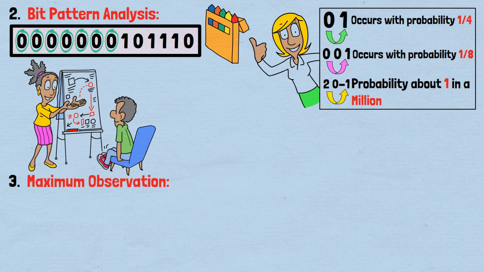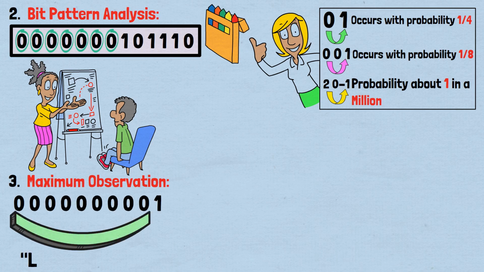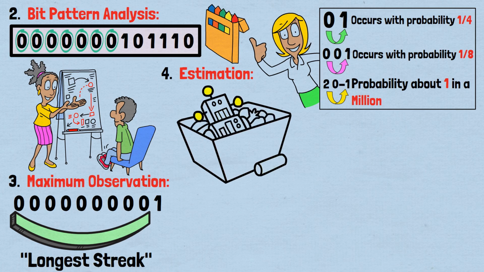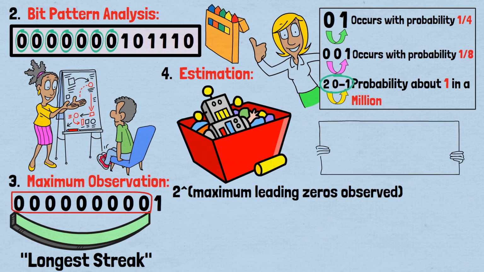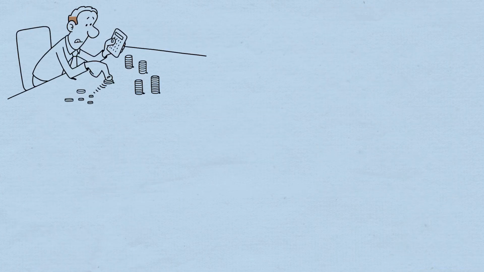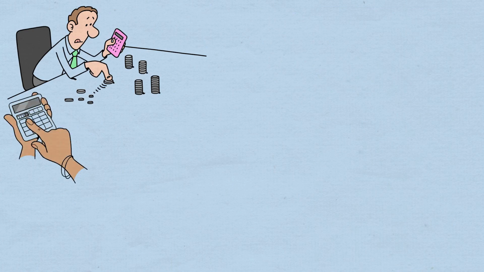3. Maximum observation. We only remember the maximum number of leading zeros we've seen so far. This is our longest streak equivalent. 4. Estimation. The cardinality, number of unique items, is estimated as approximately 2 to the power of the maximum leading zeros observed. If our longest run of leading zeros is 20, we estimate we've seen around 2 to the power of 20, approximately 1,000,000 unique items. The brilliance of this approach is that we've reduced the problem of counting potentially billions of items to tracking just a single number, the maximum number of leading zeros observed.